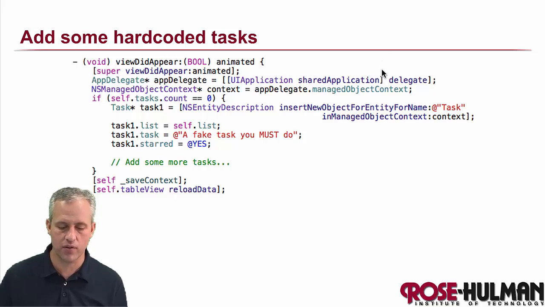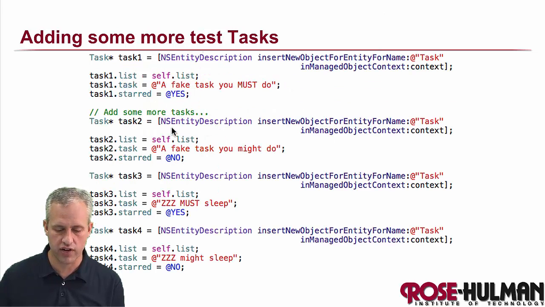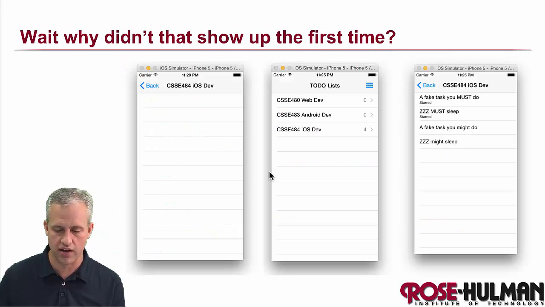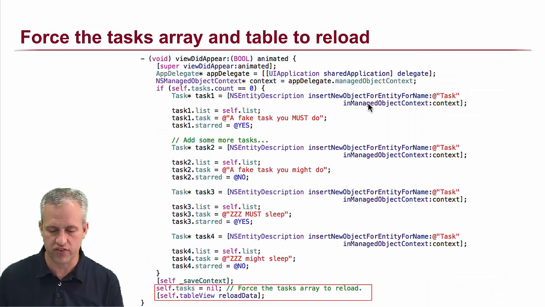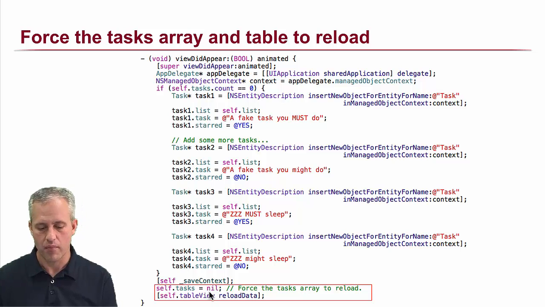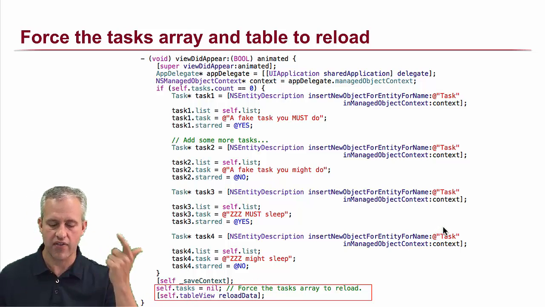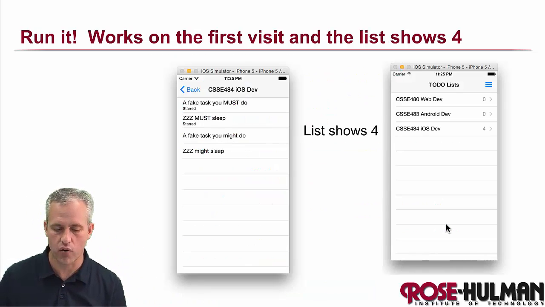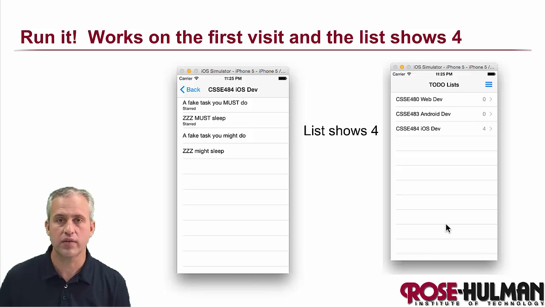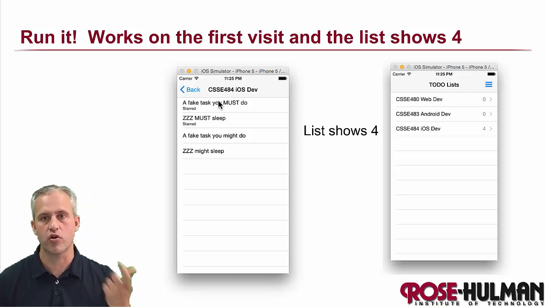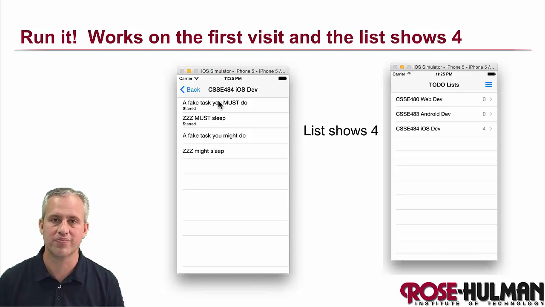I'm going to catch the slides up just kind of really quick. There's creating one task, there's creating a lot of tasks, and we fixed this issue to where they didn't show up at first by clearing out the array and then saying, hey, table view, reload the data. Great, come back next time, and what we're going to do is instead of this ugly table view cell, we're going to start making a custom table view cell.